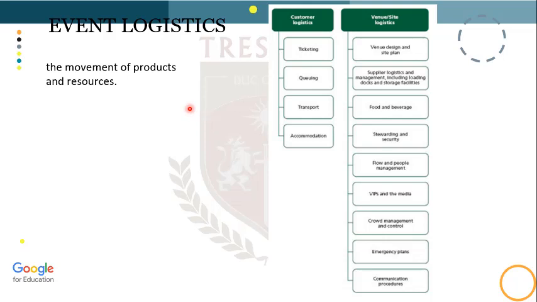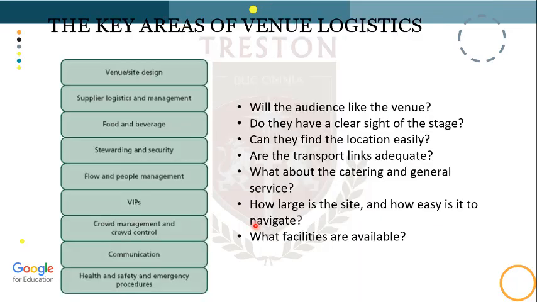Now, if you look at this, you have the event logistics, the movement of products and resources. So once you get to know what you need for your product or your event, then you have to list all of them so that you could find the appropriate supplier or supply. You have the customer logistics, for example, you have ticketing there, you have transport, accommodation. Now for venue, of course, do you need food and beverage? Do you have for example, emergency plans if something happens?